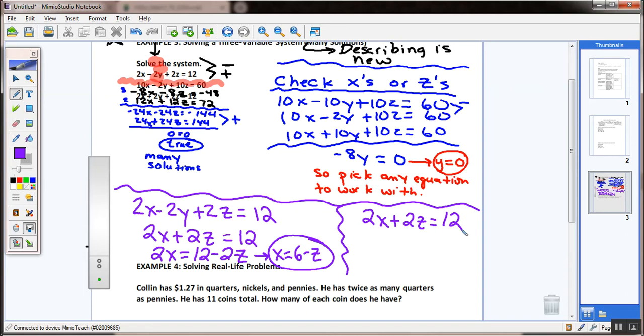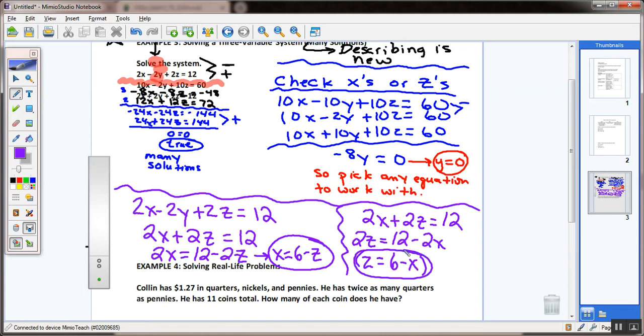Can I get z alone here after this? Is it possible to get z alone? Wouldn't 2z equal 12 minus 2x there? Subtract 2x from both sides. Agree? Now you're going to divide everything by what? 2. Okay, so what's z going to equal? Six minus x. Oh my lord.